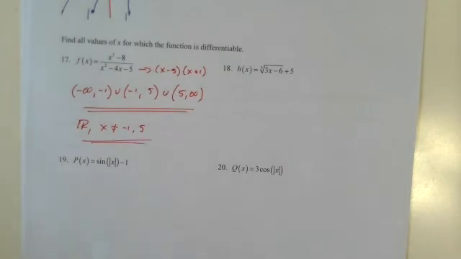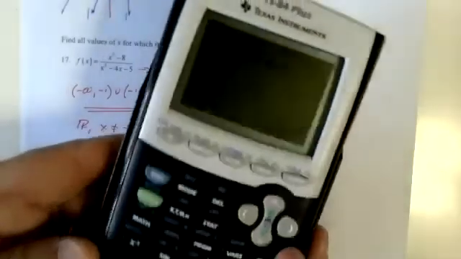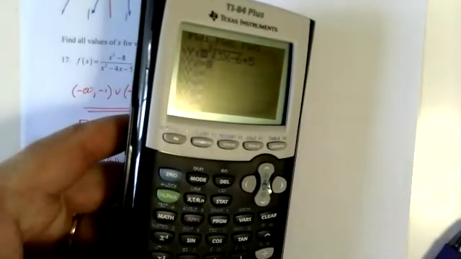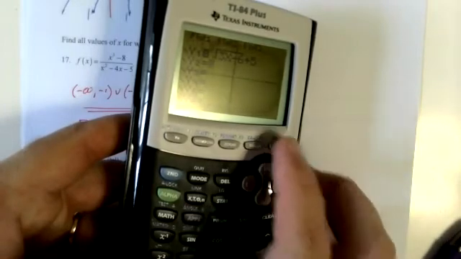So third root, and I'll show you what I'm doing. I know I'm doing it off screen. 3x minus 6 plus 5. So I've just plugged it in. 3x minus 6 plus 5. Third root, 3x minus 6 plus 5. Graph.